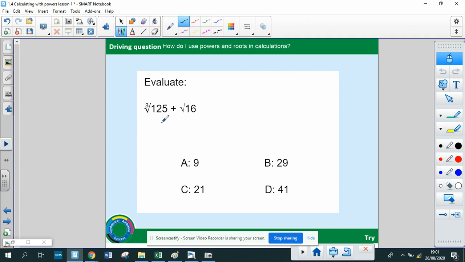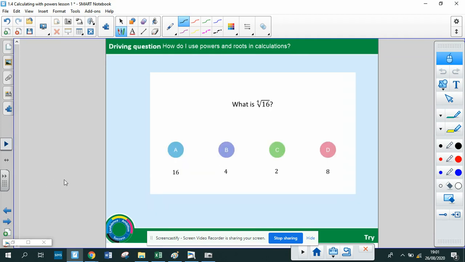One final question. The cube root of 125 is 5, the square root of 16 is 4, and 5 plus 4 is 9. Another one. The fourth root of 16 is, what number to the power of 4 gives you 16? It's 2. 2 to the power of 4 is 2 multiplied by 2, multiplied by 2, multiplied by 2. 2 multiplied by 2 is 4, multiplied by 2 again is 8, multiplied by 2 again is 16, so the fourth root of 16 is 2.